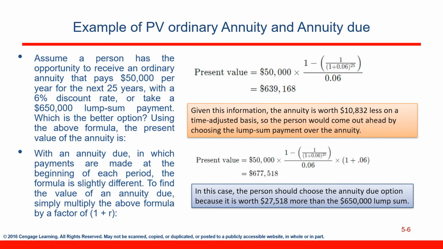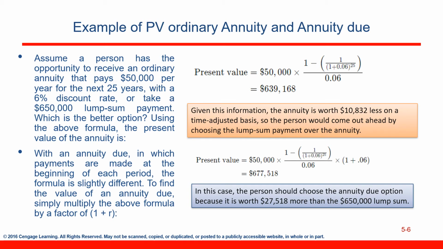Okay, so here is an example of the present value of ordinary annuity and annuity due. Assume a person has the opportunity to receive an ordinary annuity that pays 50,000 per year for the next 25 years. Present value problems are more on retirement, or it could be payment for something. So 50,000 per year for the next 25 years with a 6% discount rate. If there is already a discount rate, meaning you are using present value, but if it is a compounding rate, you are using the future value. Or taking a $650,000 lump sum payment, which is the better option?